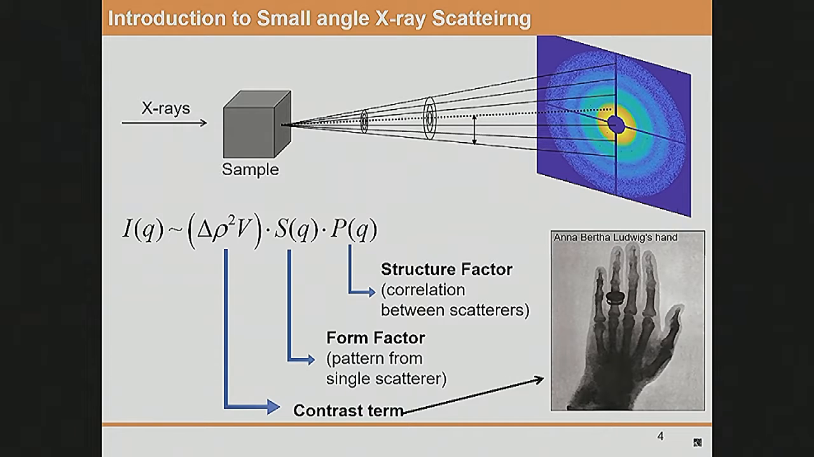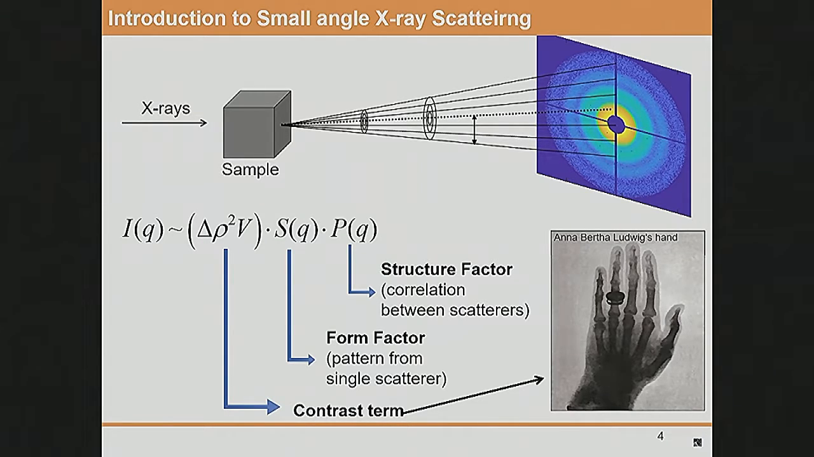First is the contrast, which I don't know if you guys have seen this, but there's a map which shows the contrast between air, water, calcium, and then some heavy metal. It's also related to S of Q.